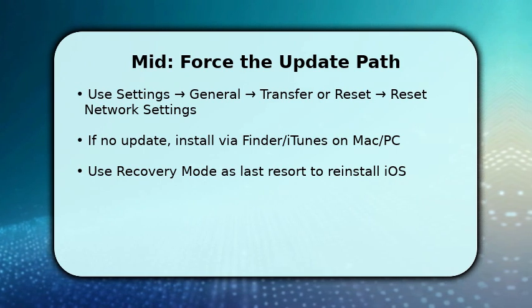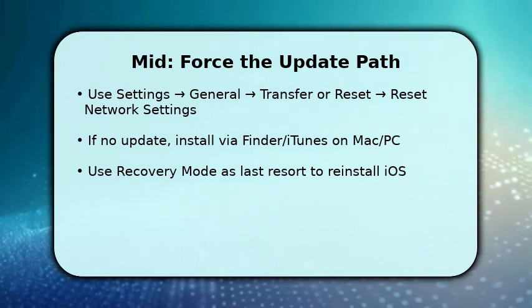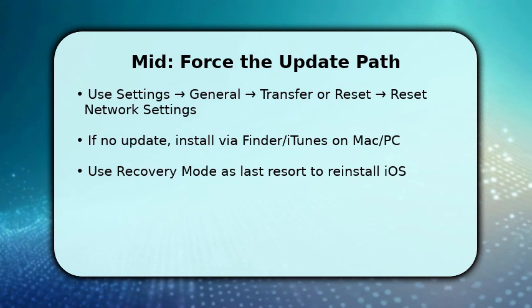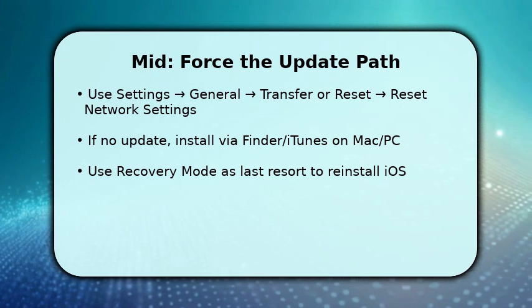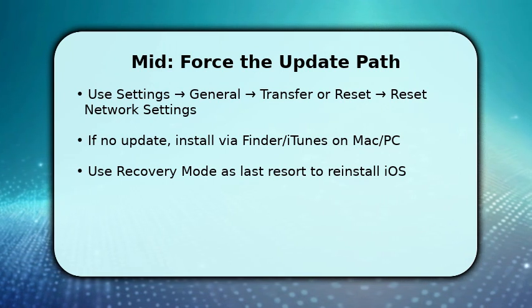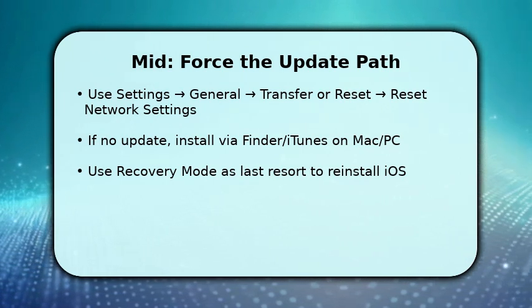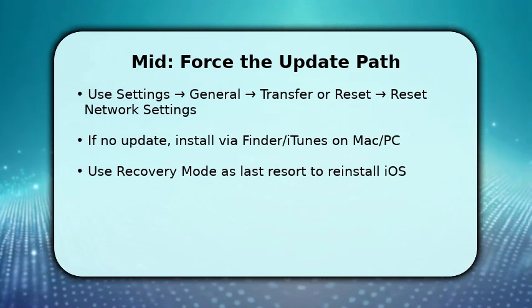If it still fails, connect to a Mac or PC. Use Finder on Mac OS Catalina or later, or iTunes on older Mac OS/Windows to download and install the update. This bypasses on device download issues. If the desktop method stalls, prepare to enter recovery mode. This gives a direct reinstall route without relying on the current OS.